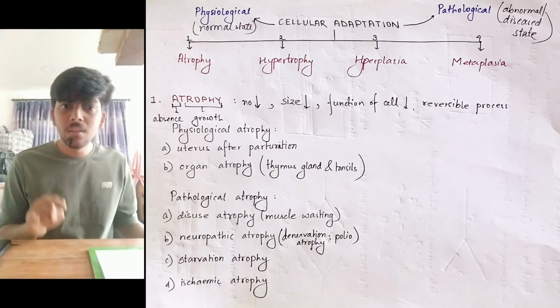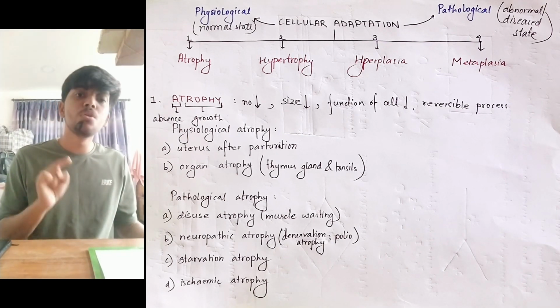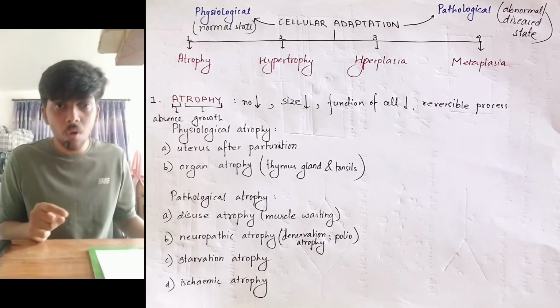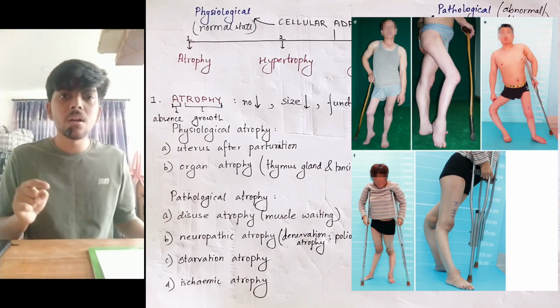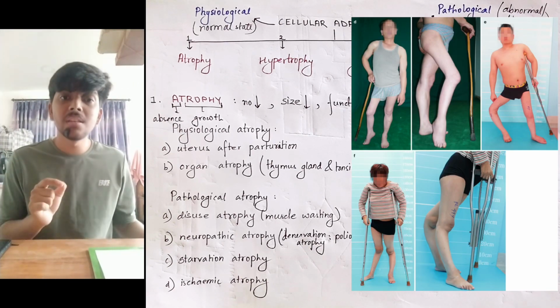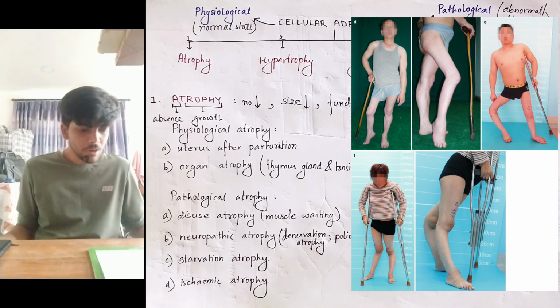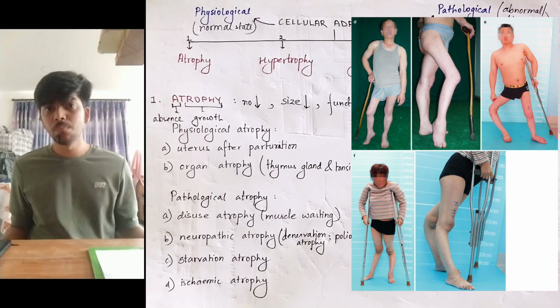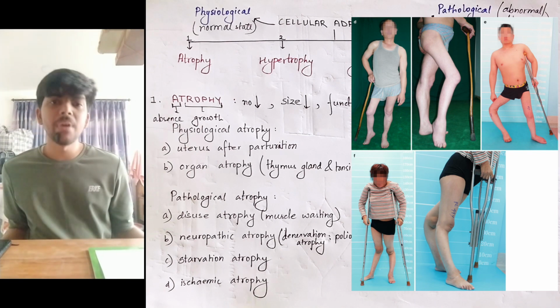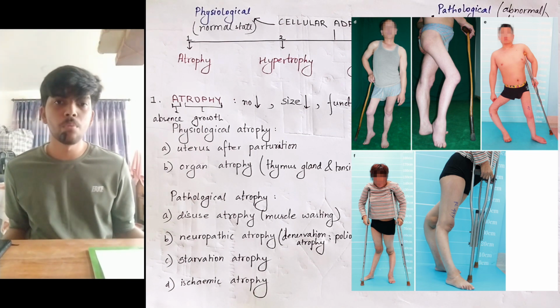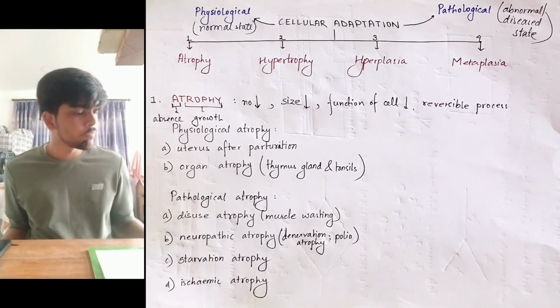For example, during polio, the polio virus affects the neurons of your spinal cord. As a result, the muscles that are under the control of the neurons of the spinal cord are not under control anymore because the spinal cord has been affected by polio virus. And that is why people suffering from polio show limping. That is, they are unable to walk properly or show movement and locomotion properly.